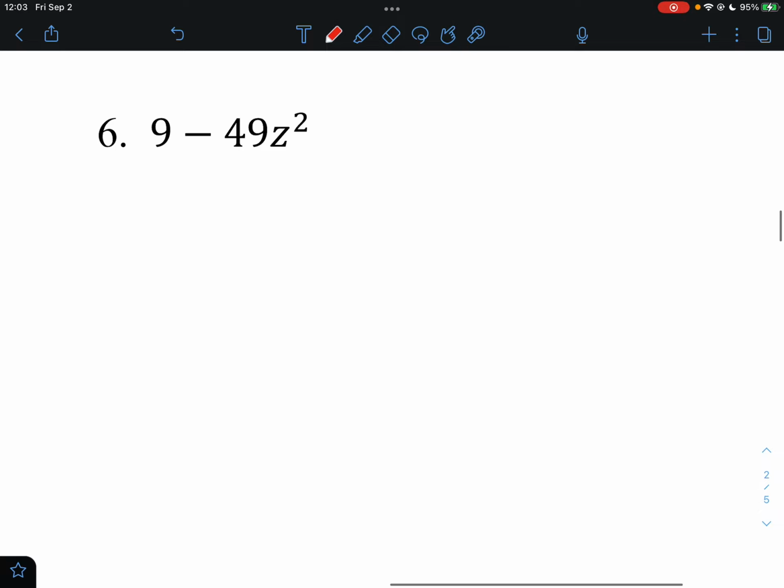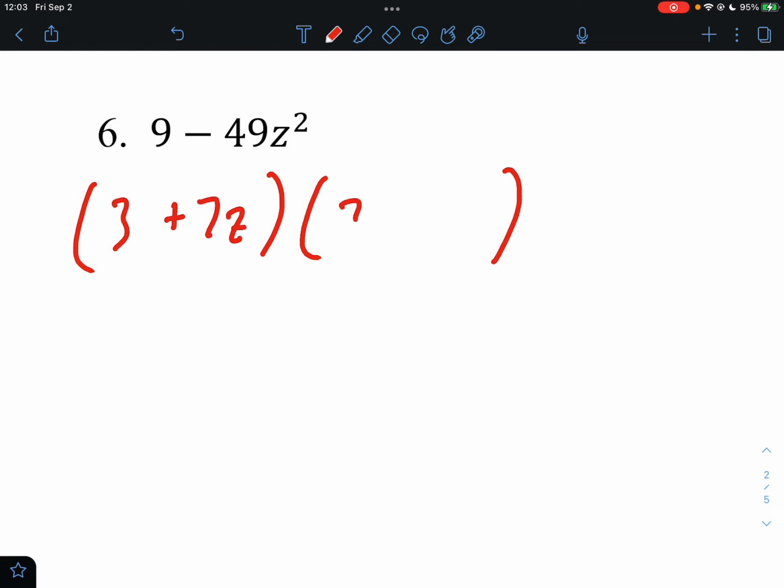Last one, this is another difference of squares, a difference between perfect squares. So we already talked about how to factor that: (a plus b)(a minus b).